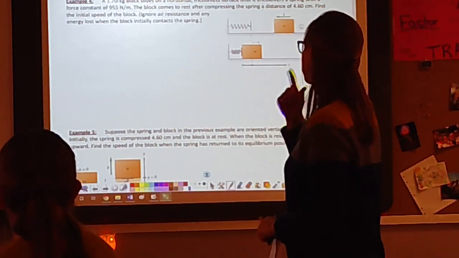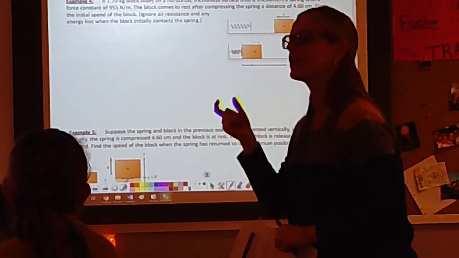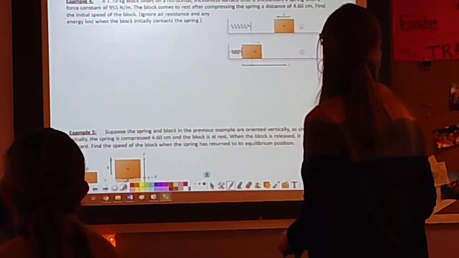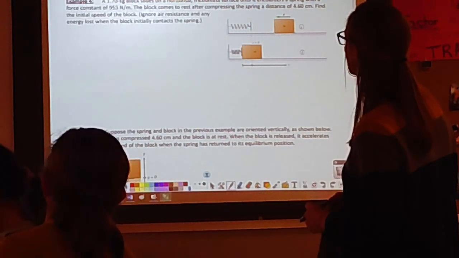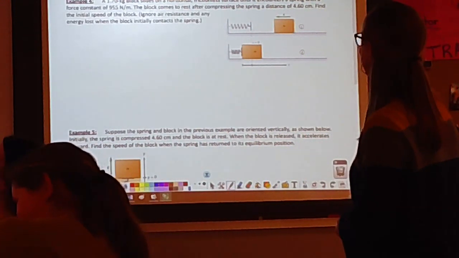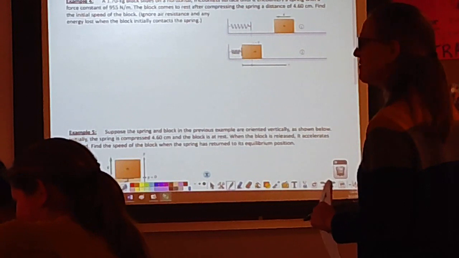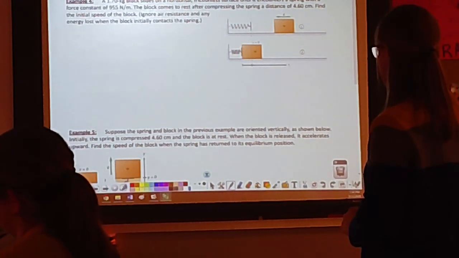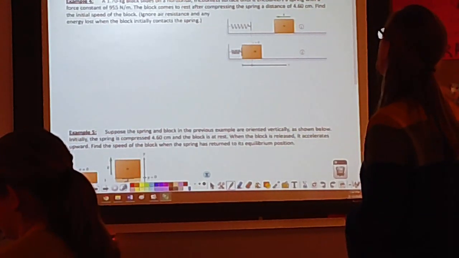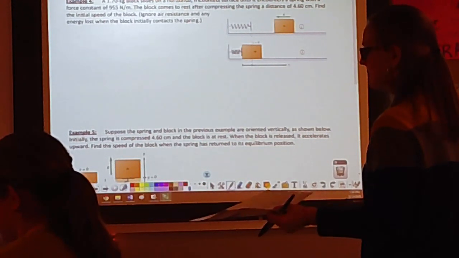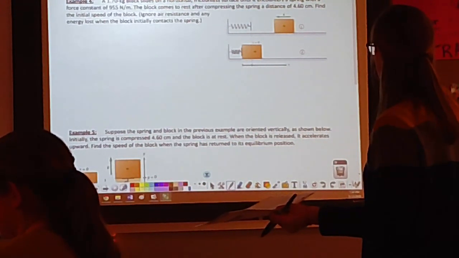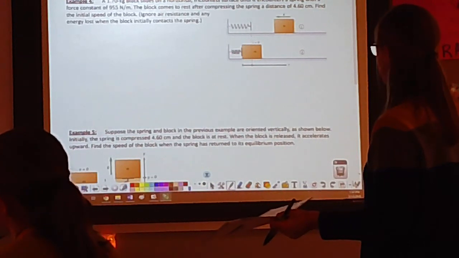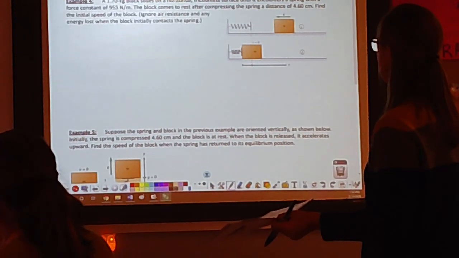A 1.7 kilogram block slides on a horizontal, frictionless surface until it encounters a spring with a force constant of 955 newtons a meter. The block comes to rest, important, after compressing the spring a distance of 4.6 centimeters. We all know how to get to meters. Find the initial speed of the block. Ignore air resistance and any energy loss when the block initially contacts the spring.